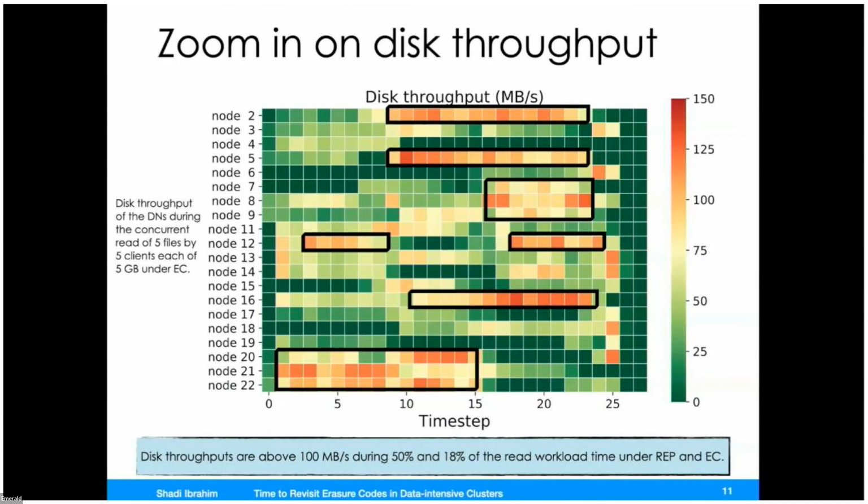To show the imbalance in data load, we looked at the disk throughputs, and as we can see, some of the nodes serve more clients at a time, which in turn results in exploiting the full capacity of the disks, with a throughput of 125 megabytes per second, while the majority of the nodes were serving one client most of the time, thus exhibiting low utilization of disks. And this is why disk throughputs are above 100 megabytes per second during 18% of the read workload time under EC, while the disk throughputs are above 100 megabytes per second during 50% of the read workload time under replication.